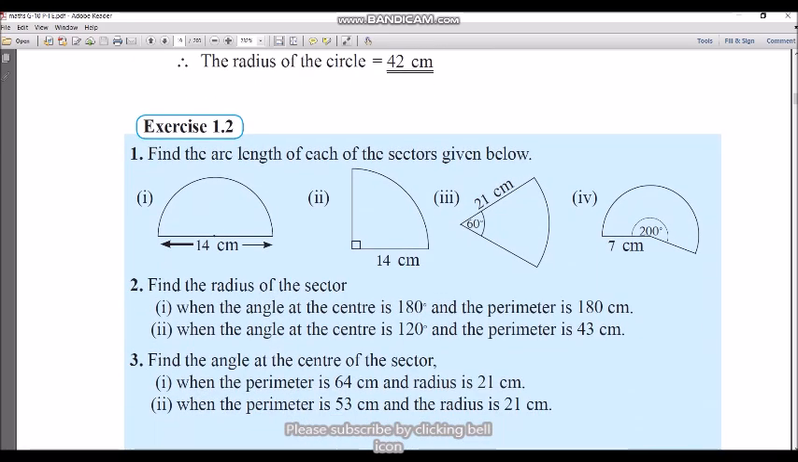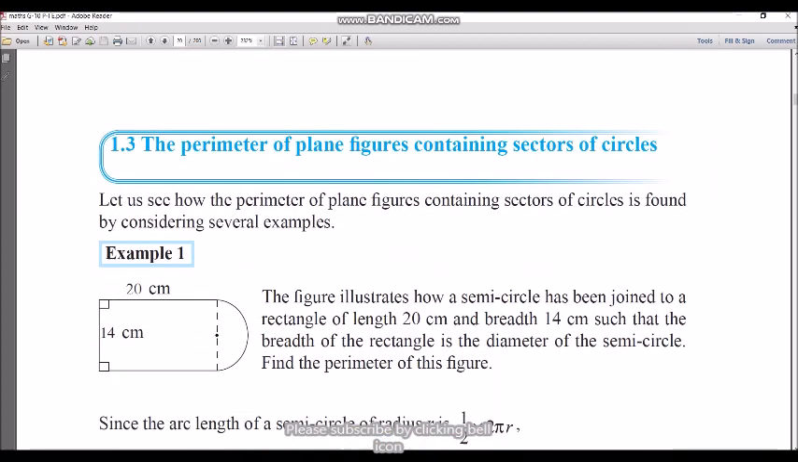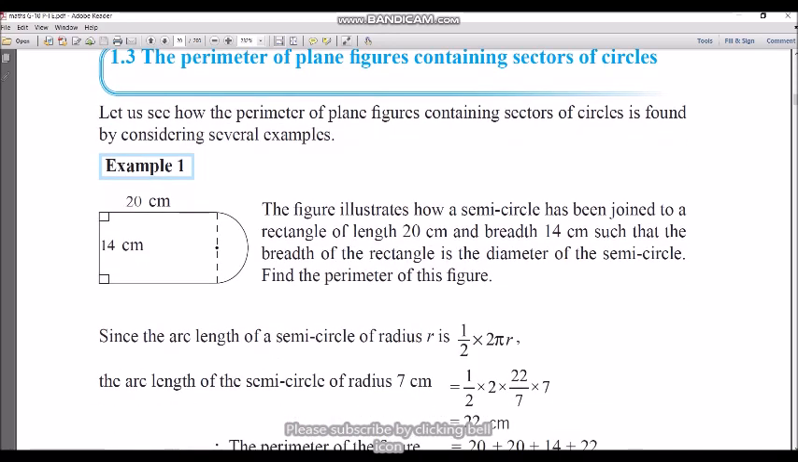The same simple questions are there. They have asked to find the arc length of the sector, and then the perimeter of a plane figure containing sectors. So there are some combined shapes where you can see a sector and some other shapes we learned in previous grades.